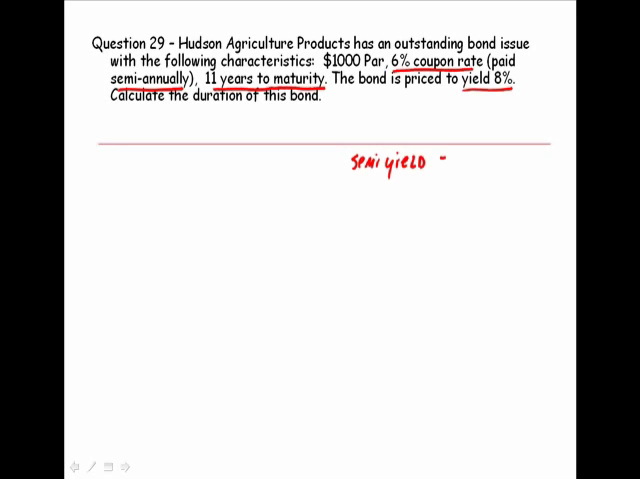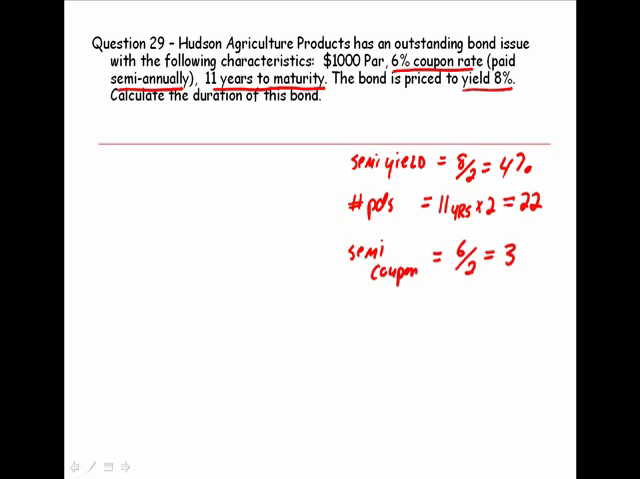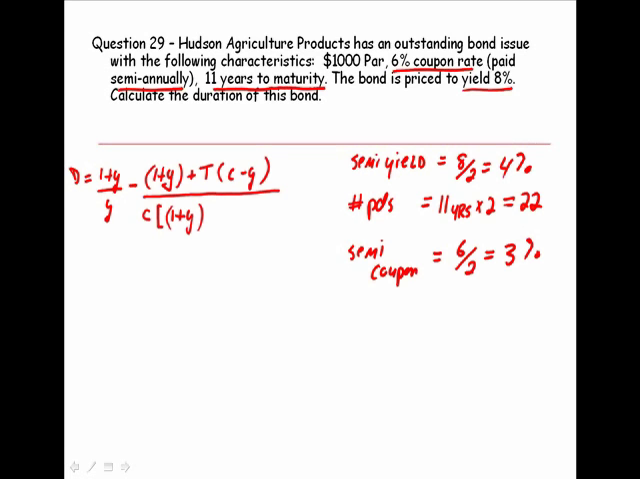Well, if it's priced to yield 8% annually, then the semi-annual yield is 8% divided by 2, which is a 4% semi-annual yield. We need the number of periods. Well, since it is 11 years to maturity and it's semi-annual, that's going to give us 22 total periods. And the semi-annual coupon rate is going to equal the annual coupon rate, 6%, divided by 2, which gives us 3%. Okay? Well, let's write down our formula. Duration is equal to (1 plus y) over y, minus (1 plus y plus t times (c minus y)) divided by (c times ((1 plus y) raised to the t power minus 1) plus y).